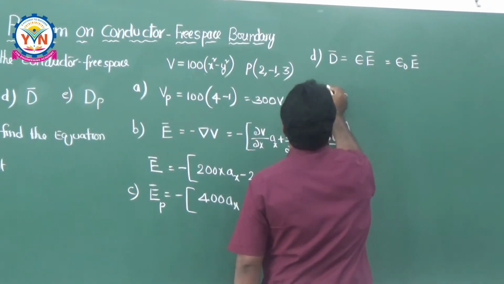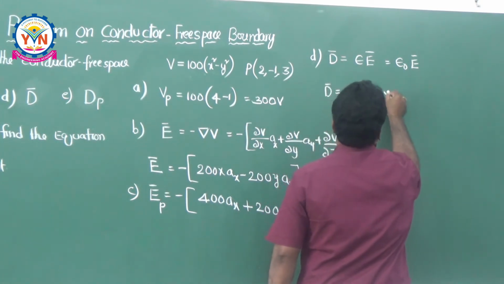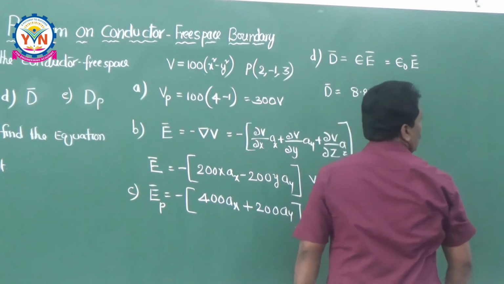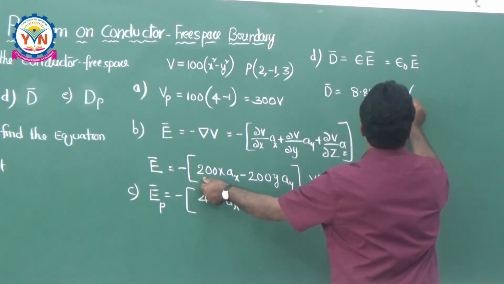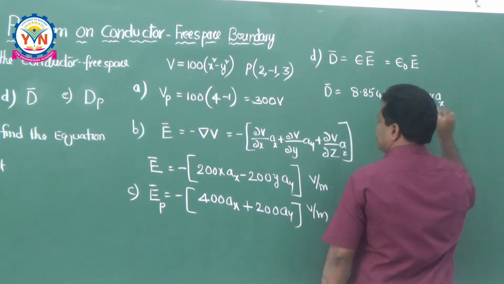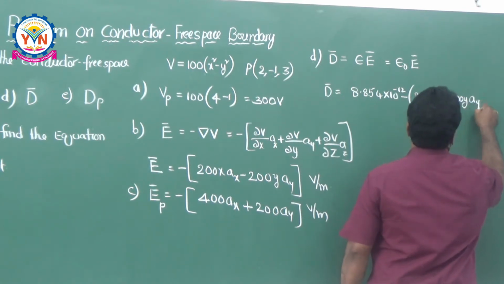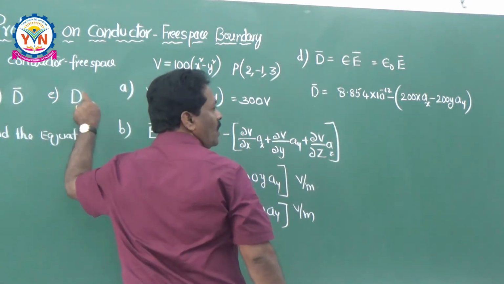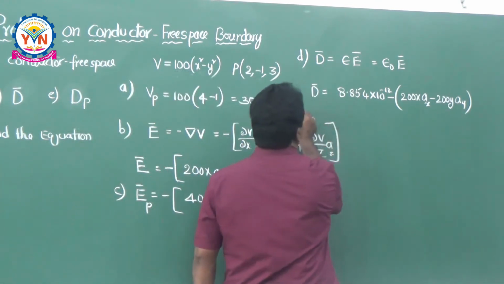So therefore, D bar is equal to epsilon naught, which is 8.854 into 10 to the power of minus 12, into E bar. So what is E bar? E bar is minus 200x AX minus 200y AY. But he has asked here for D bar, so if you take this D bar, he is going to ask you Dp.